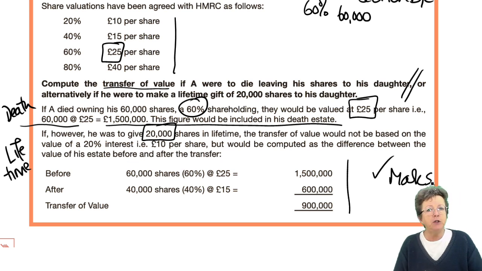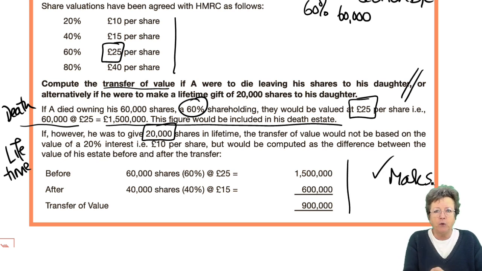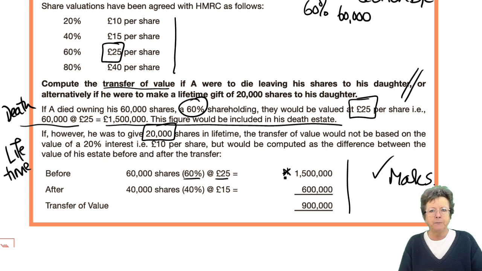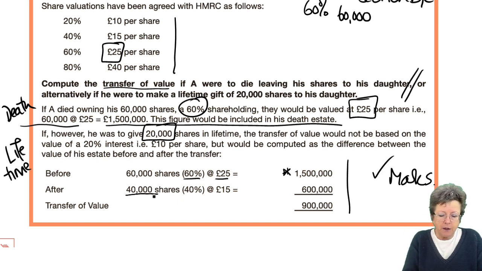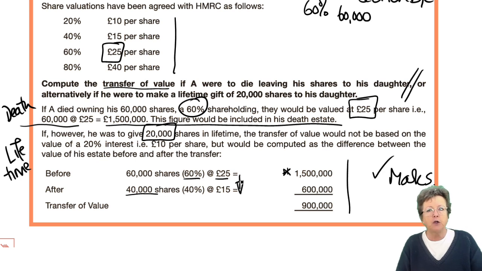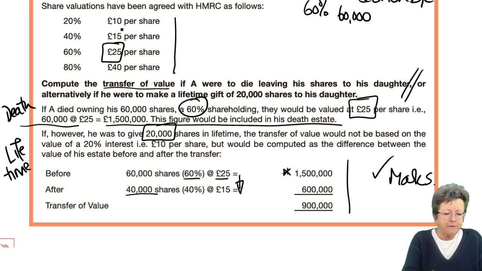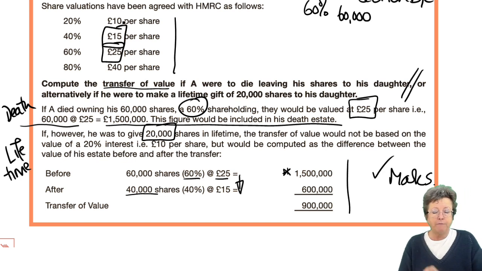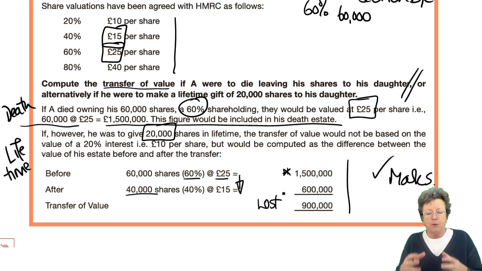So if you've got to do a diminution calculation to work out a transfer of value, then you need to know what did he hold before, which was a 60% holding valued at £25 per share, which we worked out to be £1.5 million. Afterwards, he's only got a 40% holding. Now the value has dropped because he's no longer got control. And the £15 per share value on 40,000 shares is £600,000. So he has lost, his estate, his assets are now £900,000 less than they were before. That's the diminution.